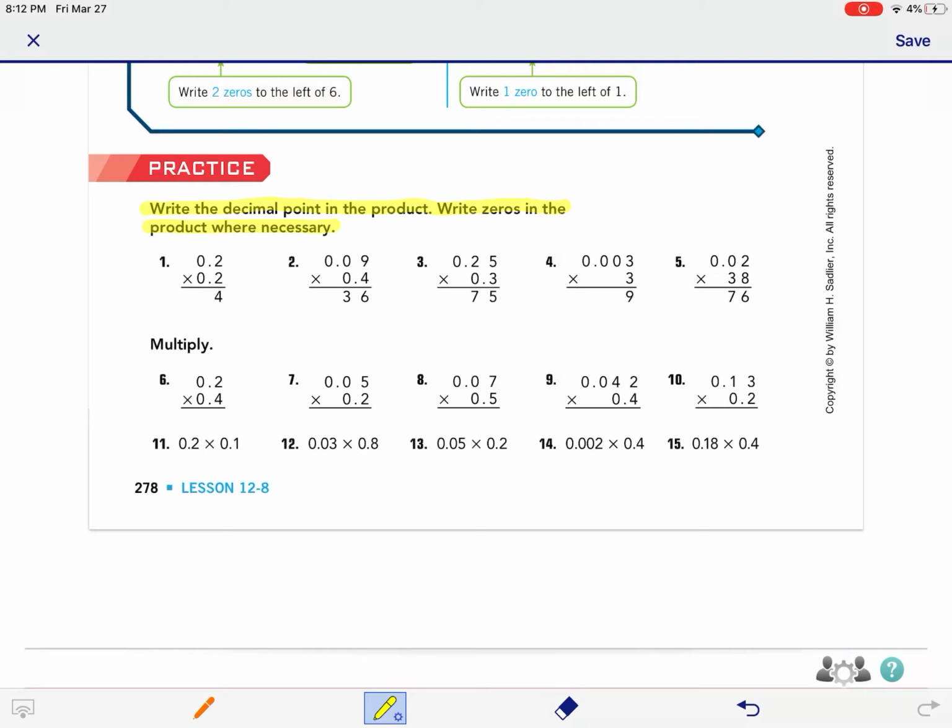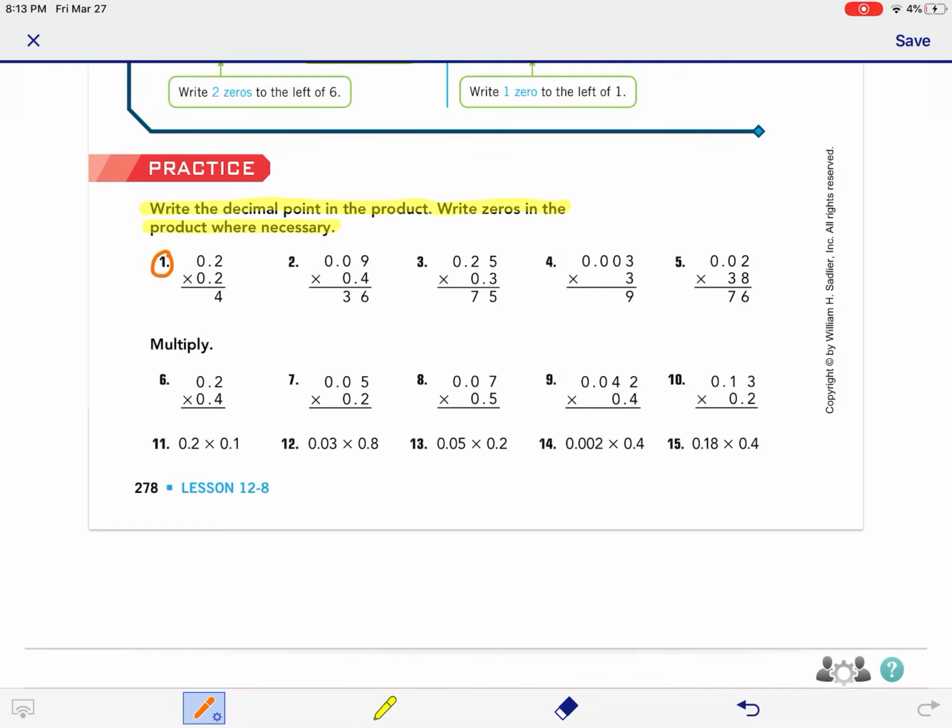So they already did the multiplication for you. We just need to add the decimal point in. So look at what is different about this. You have in number 1 right here, we did 2/10 times 2/10. So remember, when you are multiplying decimals, you just pretend the decimal points are not there and you multiply it as normal. So you can see this would just be 2 times 2, which is 4.